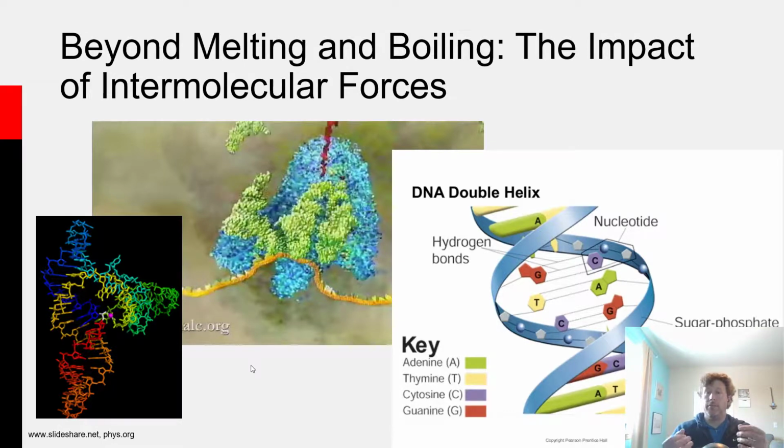Adenine specifically recognizes thymine, guanine specifically recognizes cytosine, and that's key to both how your DNA assembles and how your DNA is replicated. So what we learn about intermolecular forces in this chapter also is kind of the introductory step to explaining how important biomolecules like proteins, specifically enzymes, and nucleic acids like DNA and RNA perform their functions in a living organism.